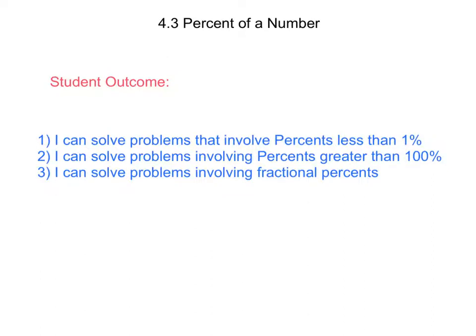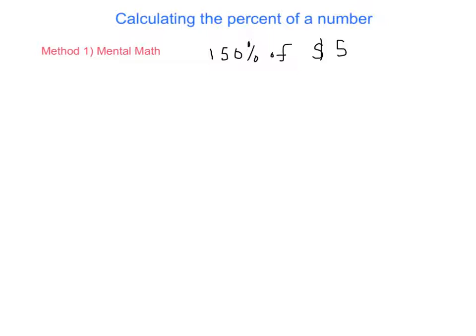Let's take a look. So there actually are two ways that you can solve finding the percent of a number. An example here would be trying to look for what is 150% of $5. The two methods we're going to look at today are mental math, and the next one would be calculation. It's important that we look at mental math first because this is the foundation of solving these problems. You've got to understand the behind the scenes, how to do this, before we go into the calculations.